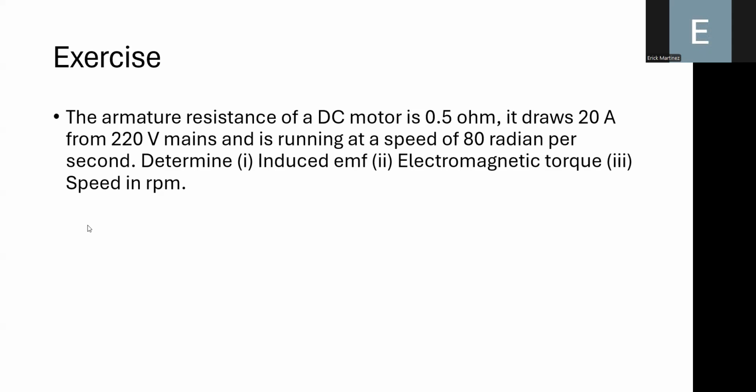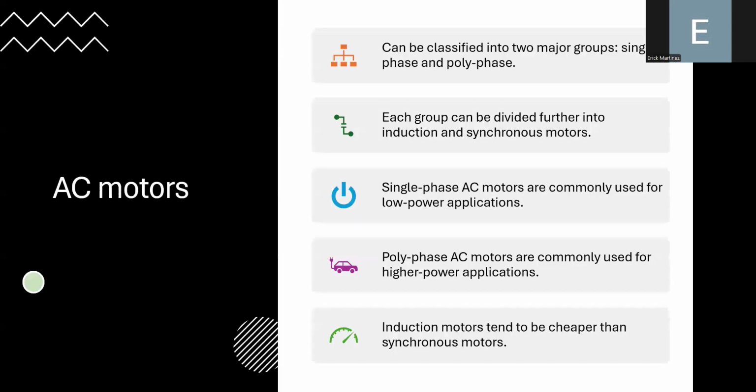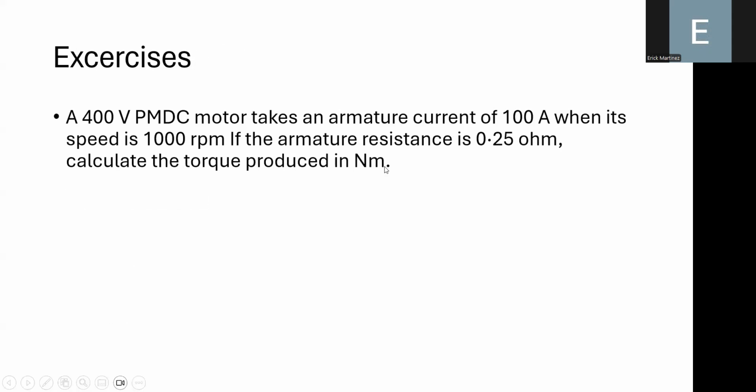In this exercise, they are telling us that we have a 400 volt permanent magnet DC motor that takes an armature current of 100 amperes when its speed is 1000 revolutions per minute. If the armature resistance is 0.25 ohms, we need to calculate the torque produced in newton meters. Okay. So again, we need to compute the electromagnetic torque.